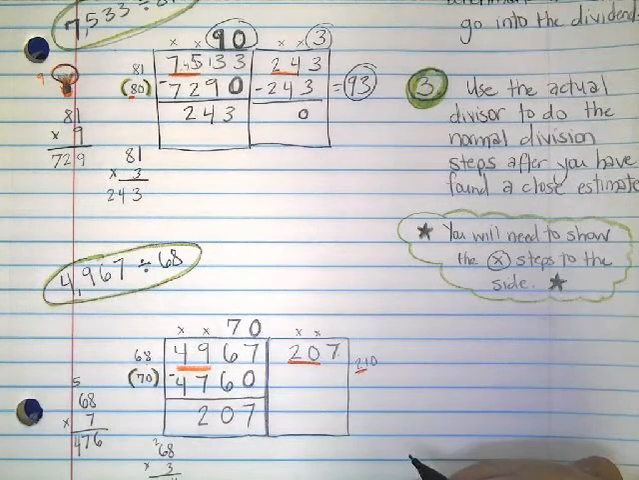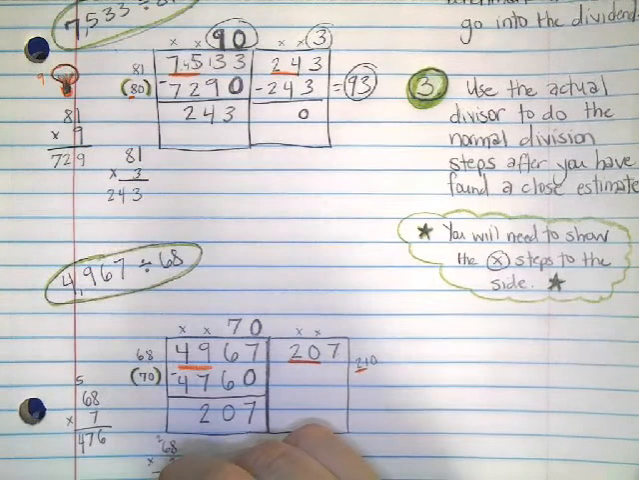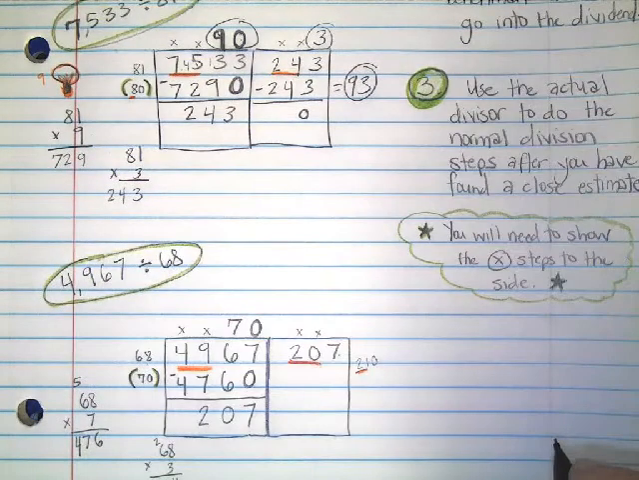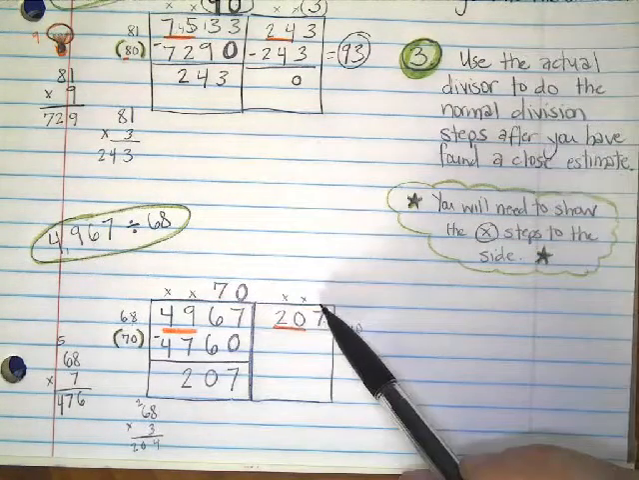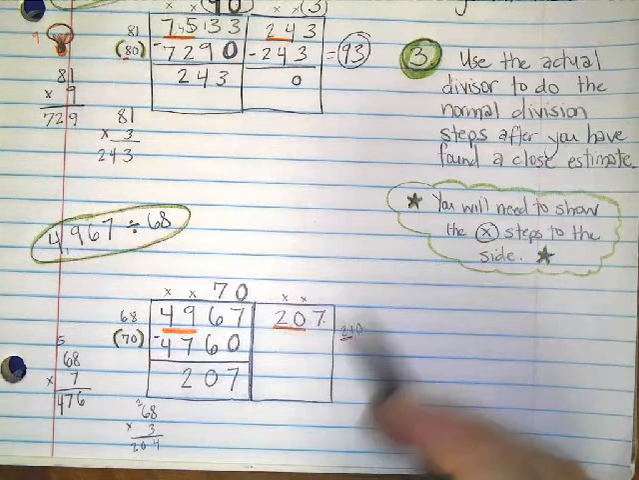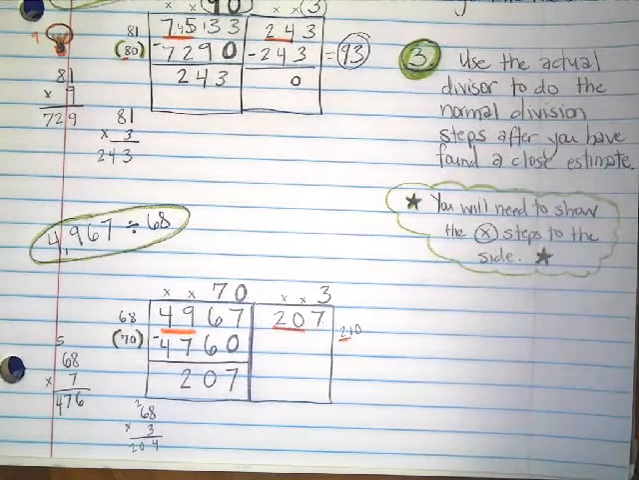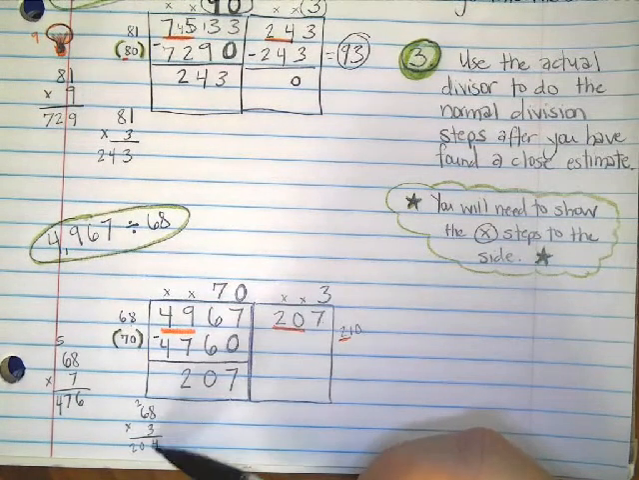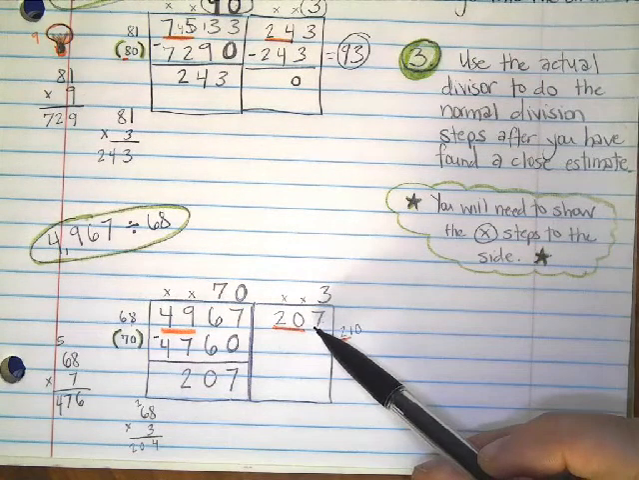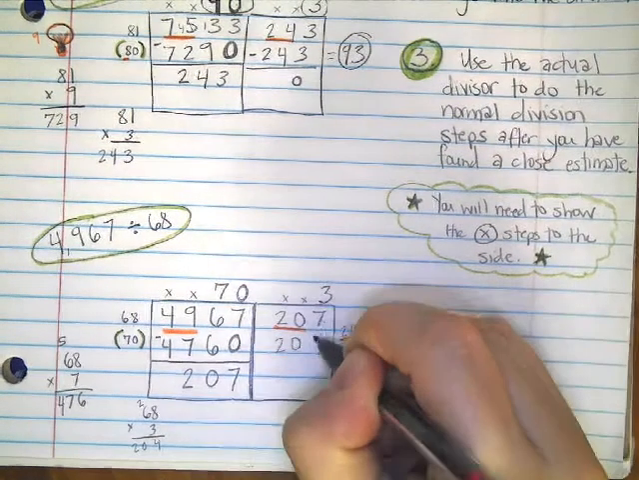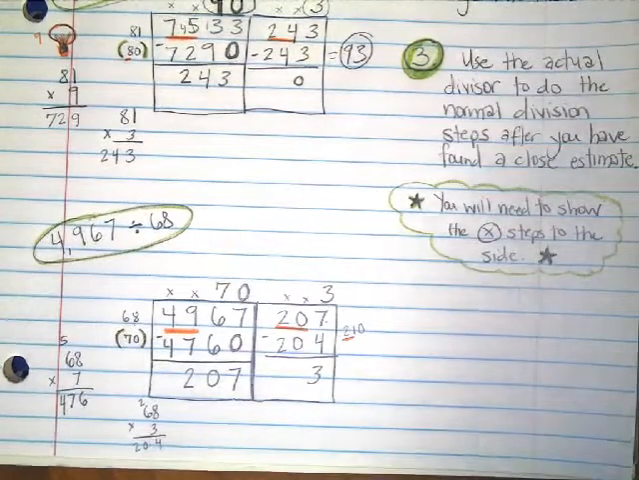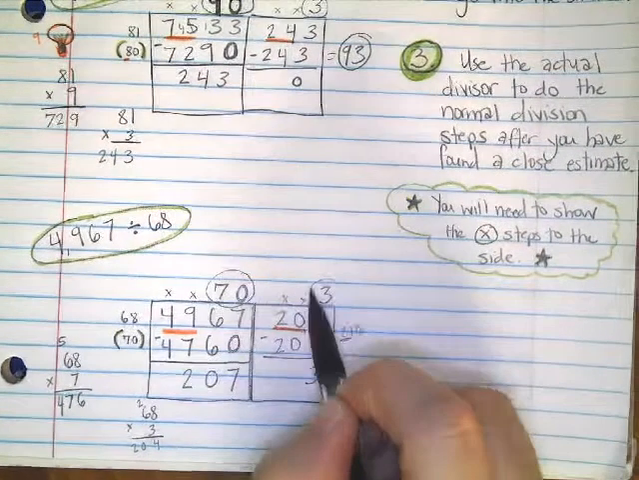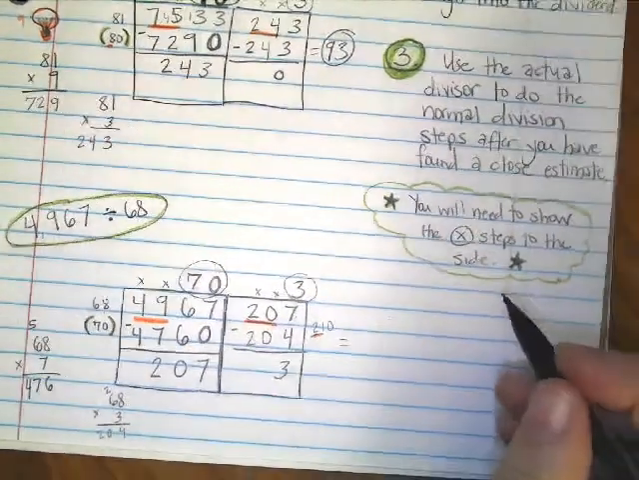Why did I go with 68? Because that's the original number. And I'm trying 3 times. 68 times 3. I got 204. So can it be 3 times? Yeah. 204 is less than 207. So yes, it can be 3 times. But could it be 4 times? Like, could I get another set of 68 in here? No way. I'm only 3 off. So no way. So it is 204.